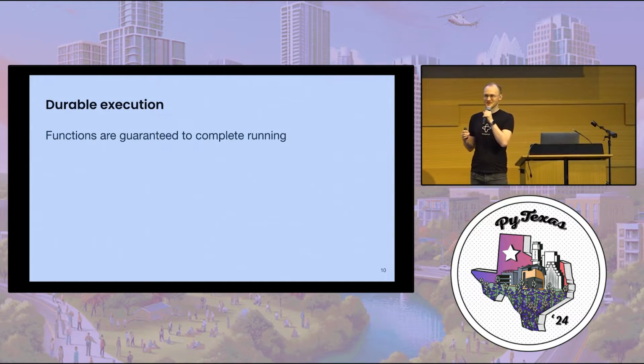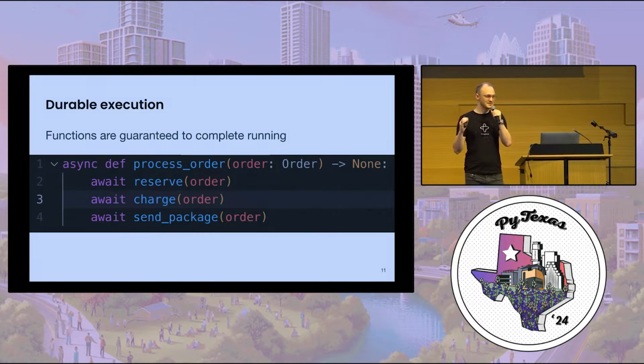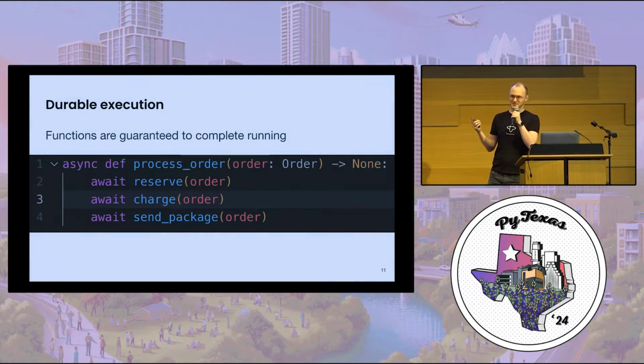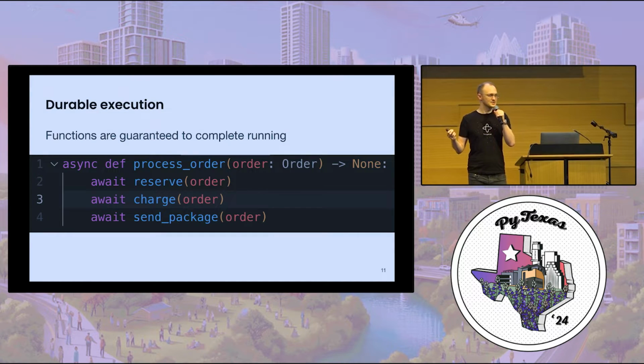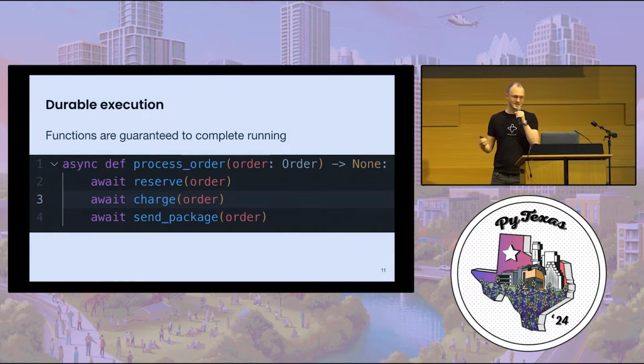So in durable execution, functions are guaranteed to complete executing. If I have this process order function with 3 steps: reserve from the inventory service, and then charge some payment, and then send a package. If the first 2 steps run successfully, and then the process running this function dies, I'm guaranteed that this function will continue running on line 4 in a different process.